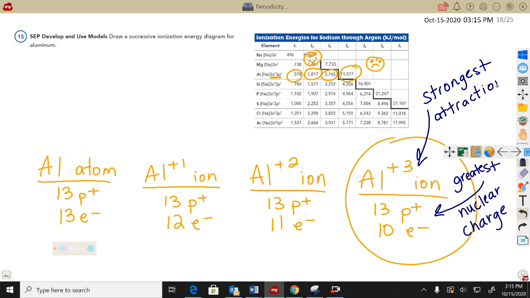+13 positives that only have to distribute amongst 10 negatives. That's the strongest attraction. And so each time the attraction gets a little stronger and a little stronger, and that's why it takes more energy to remove each successive electron. But after losing 3, the ionization energy goes crazy, because I don't want to lose the 4th core electron.